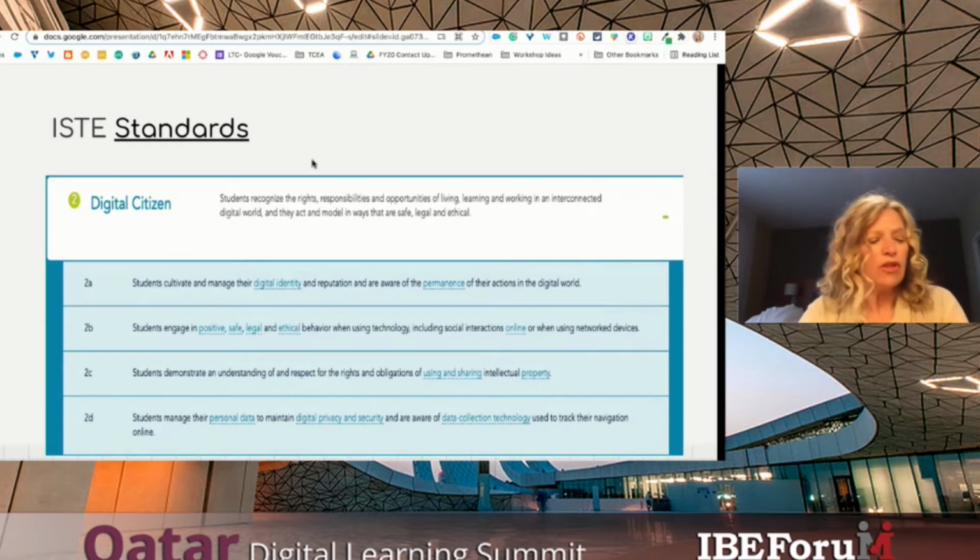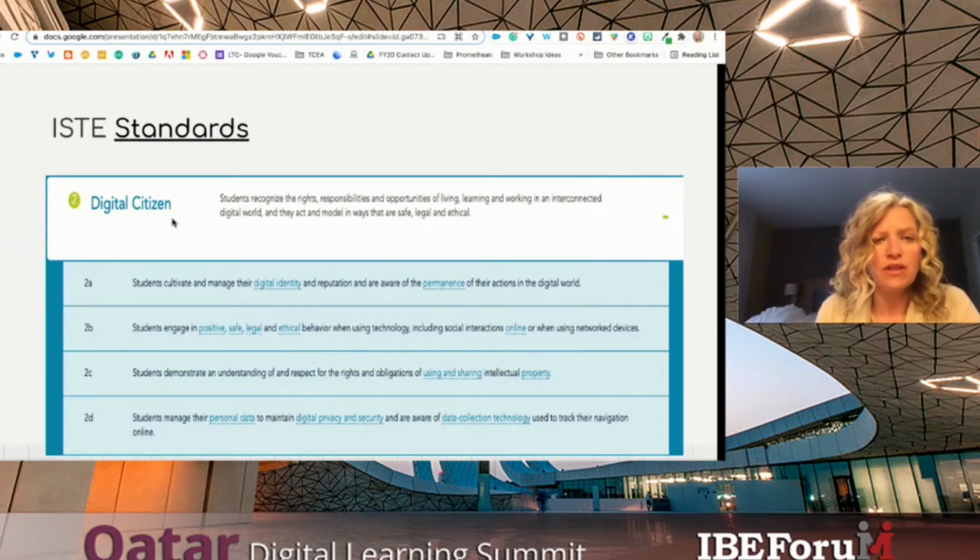If you're trying to incorporate digital citizenship into your curricula, or if you're a teacher trying to see what you can put in there, ISTE has some standards that can guide you in developing lessons and help you on your path. If you click on this link, this will take you to the ISTE standards. One of the strands of the standards is digital citizen, for students to be a digital citizen. And you can see there are 4 parts of being a digital citizen.